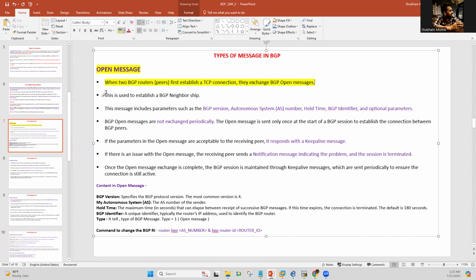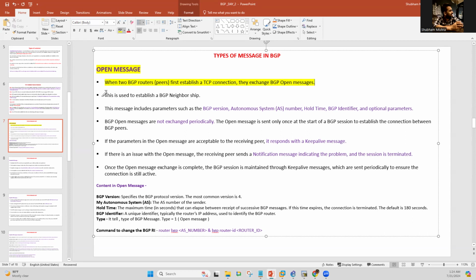Now, what is the use of the open message? So guys, the use of the open message is exactly the same as the hello message in IGP. What is the hello message in IGP? Tell me, in OSPF there is a hello message. Now what is the use of the hello message? To establish a neighborship. Similarly, in case of BGP, the open message is used to establish a neighborship.